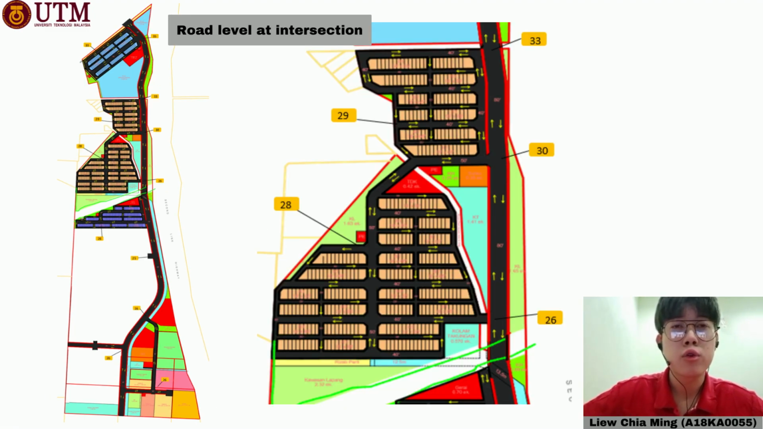Next, this drawing shows the route level at the intersection. The route level is proposed according to the platform level proposed by the Earthwork Department in IDP1. The overall terrain type is flat as shown in the diagrams.